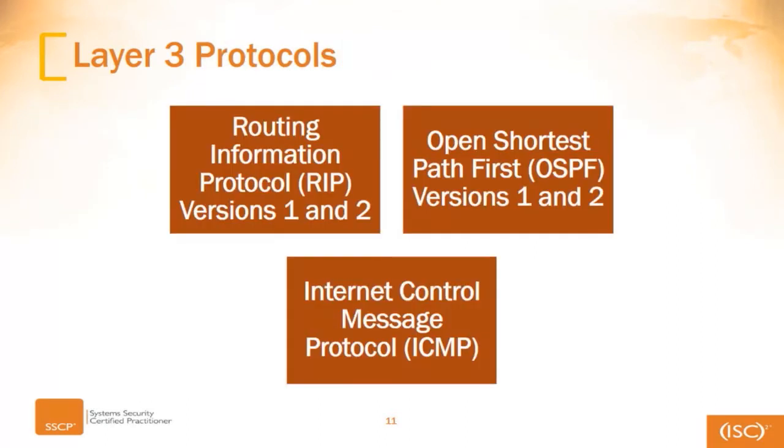Layer 3 protocols can include RIP, version 1 and version 2, what we call RIP v1, v2, OSPF, Open Shortest Path First, v1, v2, and, very common, a very famous one we all know and love, ICMP, Internet Control Message Protocol. ICMP is the protocol that underlies what we commonly refer to as ping. When you ping something, you're actually using ICMP as the carrier protocol to send out that request for connectivity verification and to return back that information.